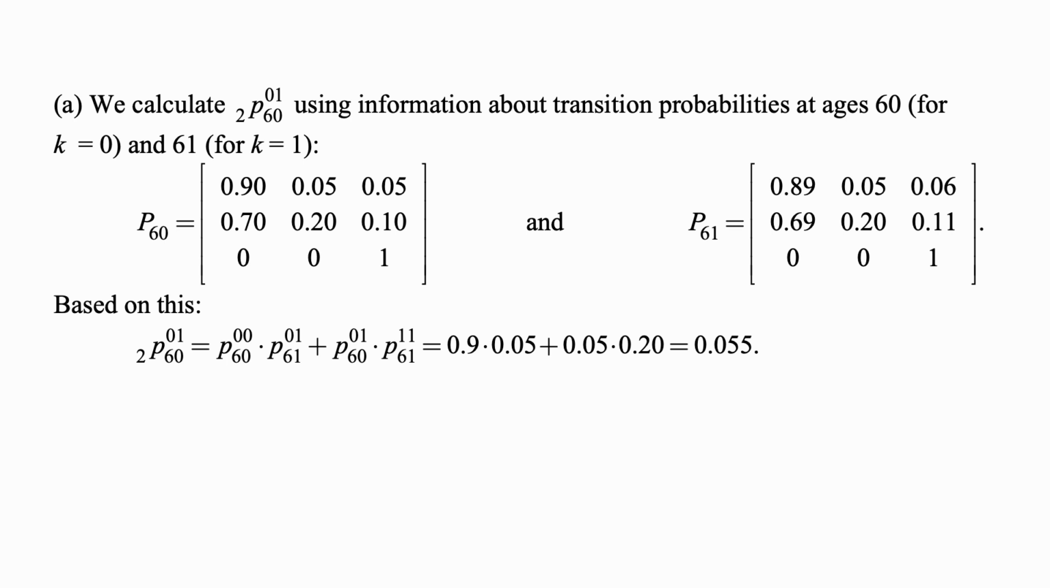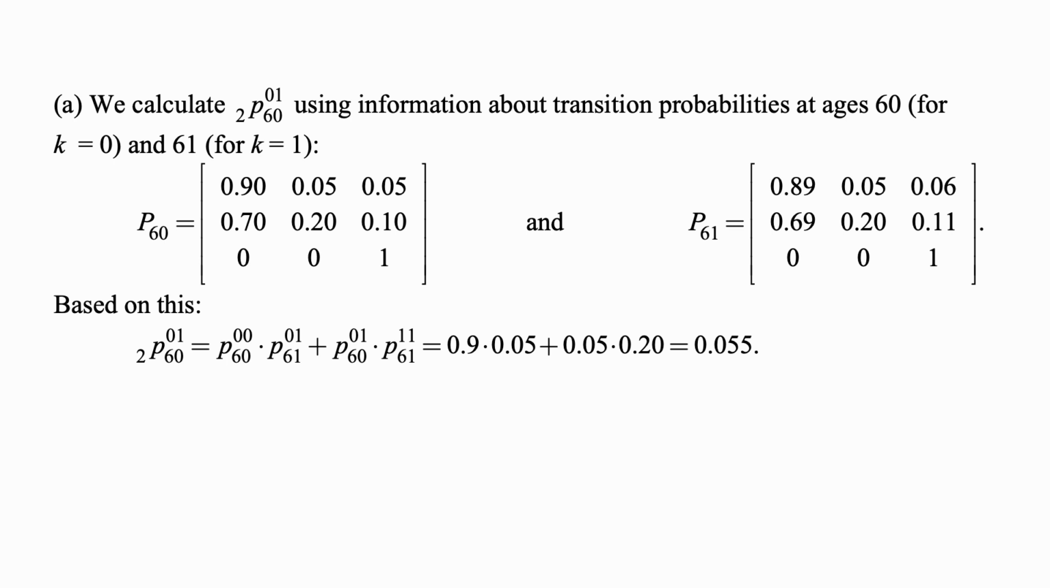For Part A, we calculate 2p60 upper 0, 1 using information about transition probabilities at age 60 for k equal to 0 and age 61 for k equal to 1. So these two matrices are the transition matrices at age 60 and 61, where we just plug in k equals 0 and k equals 1 to the formulas given.